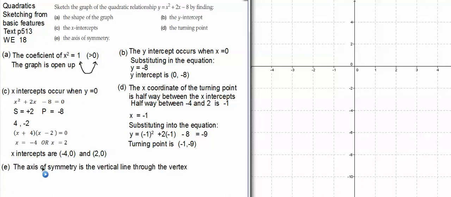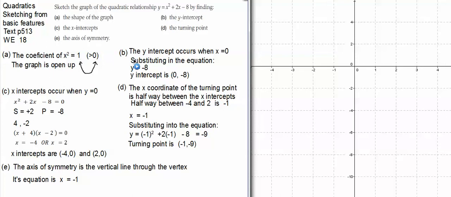And lastly, we know the graph is symmetrical about a vertical line. It's the vertical line through the vertex. Now the vertical line through the vertex has an x number of negative 1, so the equation is x equals negative 1. So there we have it, all the key features of a quadratic graph, which then we can use to plot the graph.